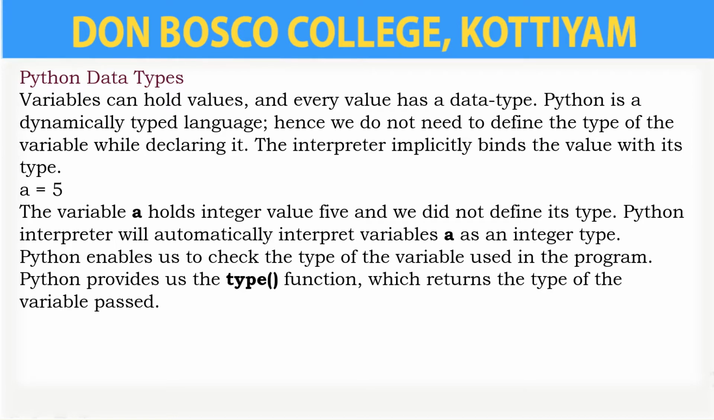In all the programming languages, data type is an important concept. Variables can store data of different types, and different types can do different things. Python is a dynamically typed language, hence we do not need to define the type of the variable while declaring it. The interpreter implicitly binds the value with its type. For example, if we declare the variable a such as a is equal to 5, then the Python compiler automatically interprets a as integer type.